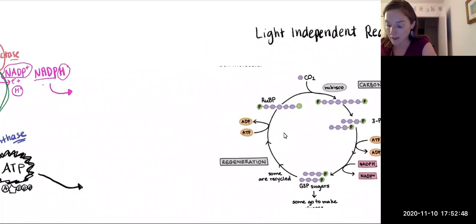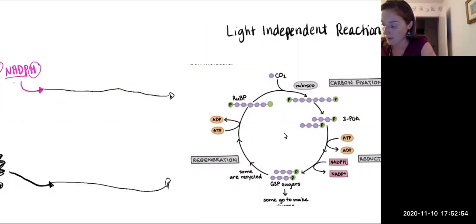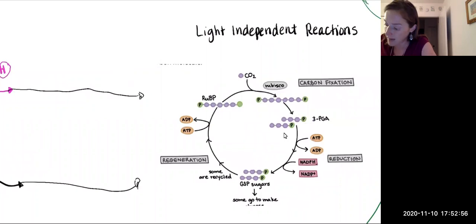NADPH and ATP are going to head on over here, and they're going to help this next part, which is called the light independent reactions. You might also hear it called the Calvin or Calvin-Benson cycle. It is also a cycle, and it starts off with a 5-carbon molecule called RuBP. So 1, 2, 3, 4, 5 carbons there. And the input here is CO2.